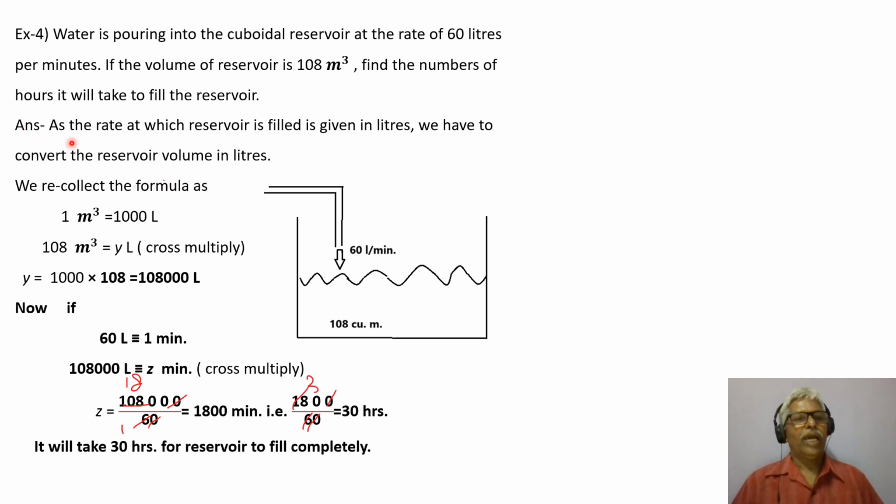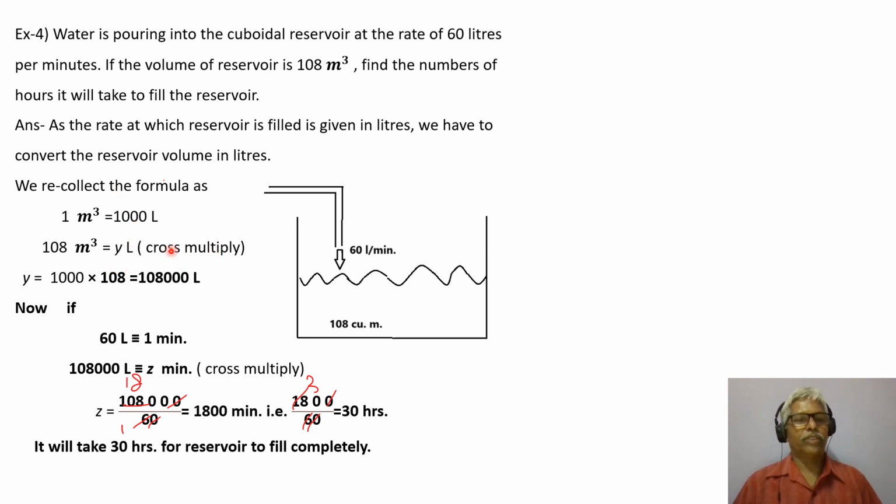Answer is, as the rate at which the reservoir is filled is given in liters, we have to convert the reservoir volume into liters. Because this is in meter cube, this is in liters. This will not do. So to convert either of them to the same unit, this is very easy to convert, so we are doing that. We recollect the formula: 1 meter cube is equal to 1000 liters. So 108 meter cube is equal to y liters.